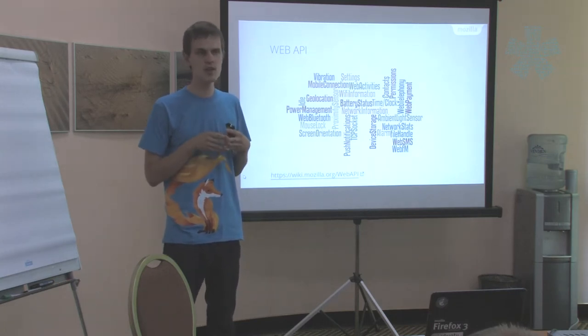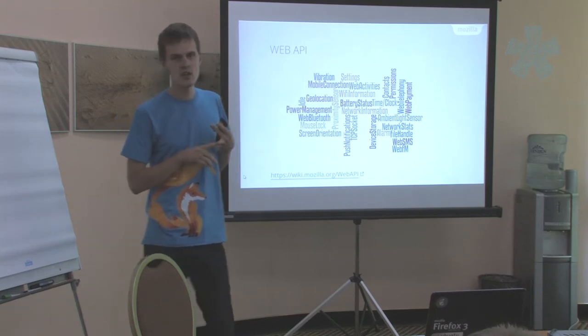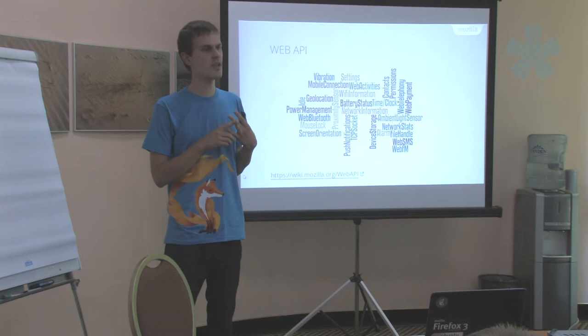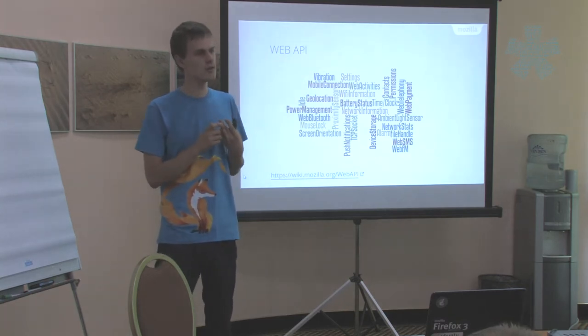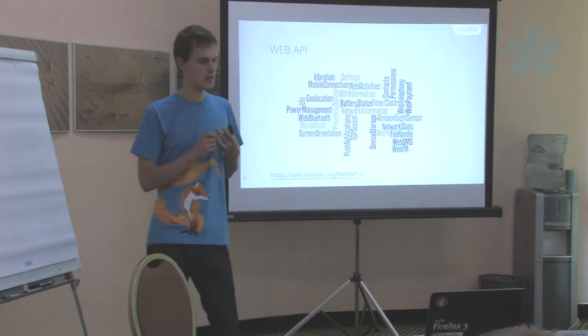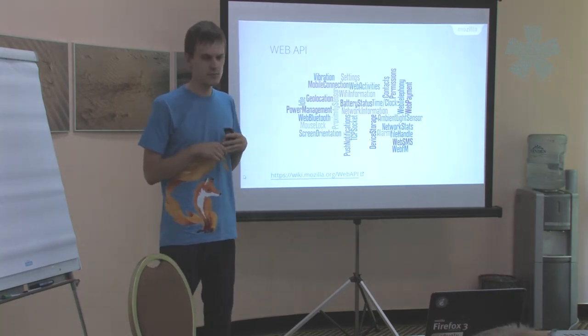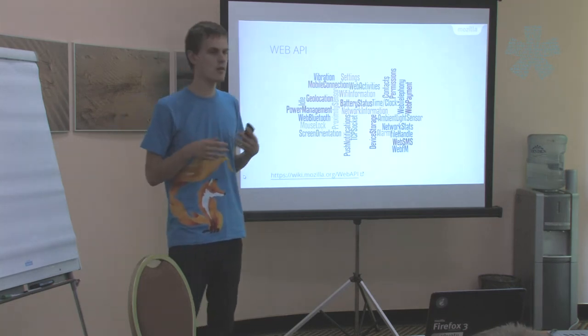One group is generally safe web APIs. Those are like vibration, screen orientation, and stuff like that. That if some malicious hacker gains access to those or gains control, then he can do nothing bad to the user. And those are sort of freely available to all websites, to all apps, to everyone.